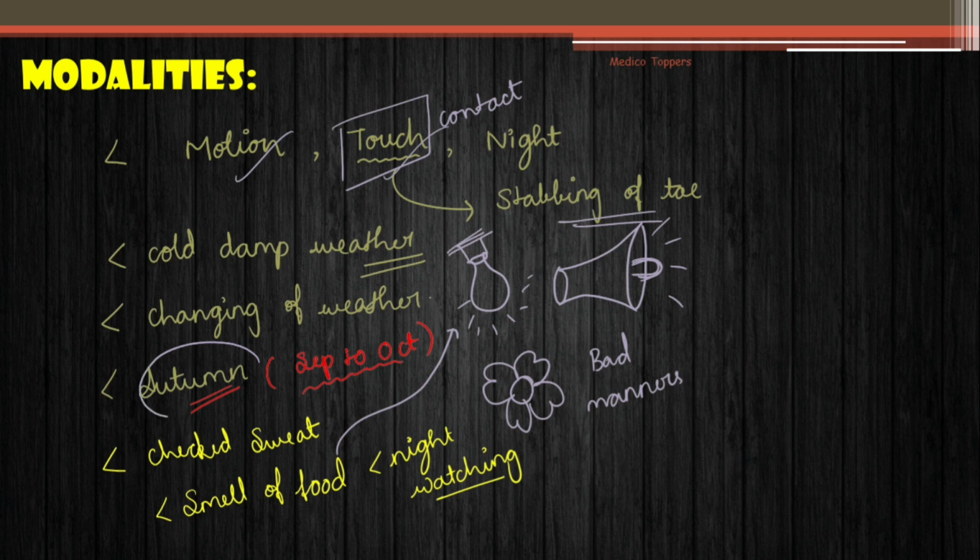And mainly colchicum autumnale we have to think of during the autumn season, that is none other than the fall, which is commonly seen in India from September to October. And our uncle is also having problems with checked sweat, and he also has problems with the smell of food. Other than the smell of food, he has problems with light, noise, strong odors and bad manners of other people, and he cannot tolerate night watching also. Then, what is the need of studying hard at night even after getting old? That is the point, right?